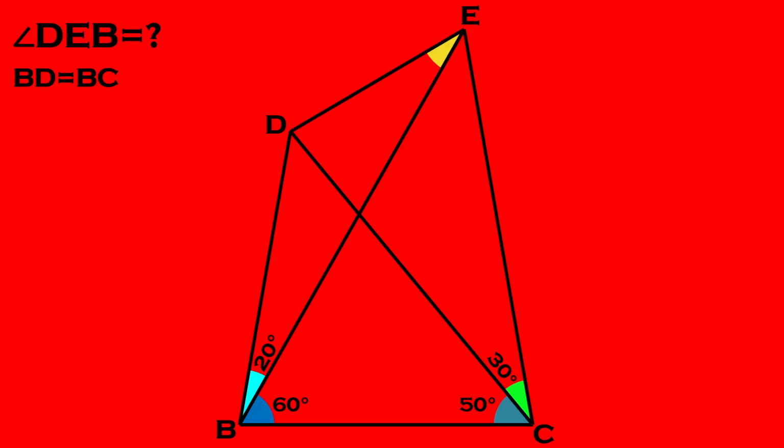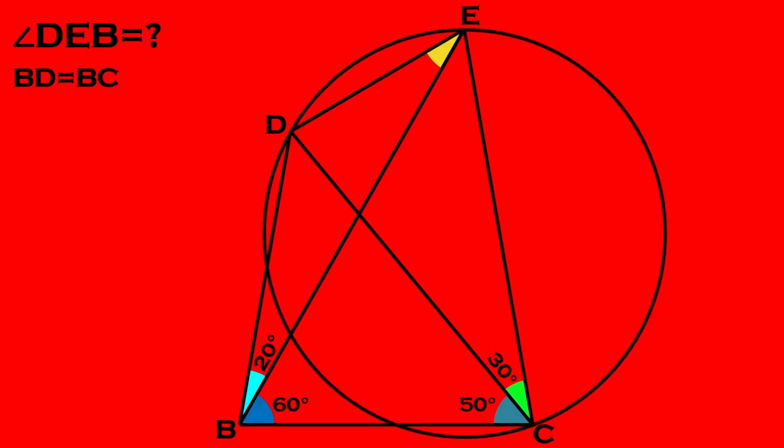Let's see. We construct the circumcircle of triangle EDC. This circle meets with segment BE at point F. We form DF, and the objective becomes to somehow prove that the two white lines are equal to each other. If we manage to do that, then obviously the green and the yellow angles will be equal to each other because they will be intercepting equal chords.